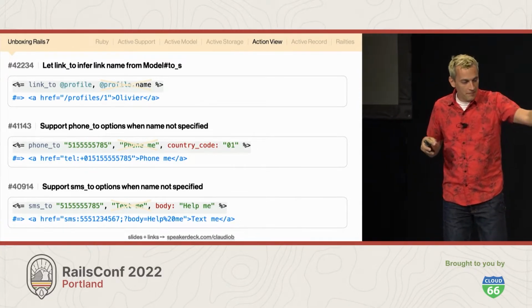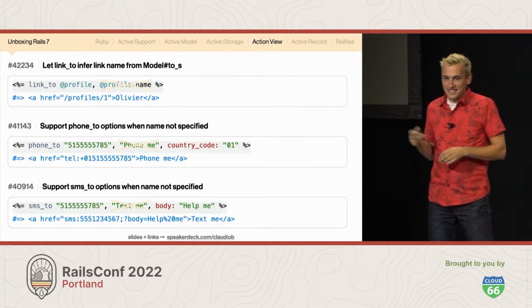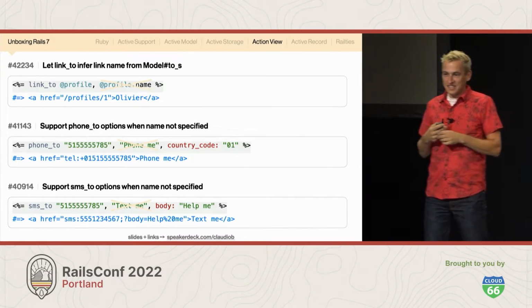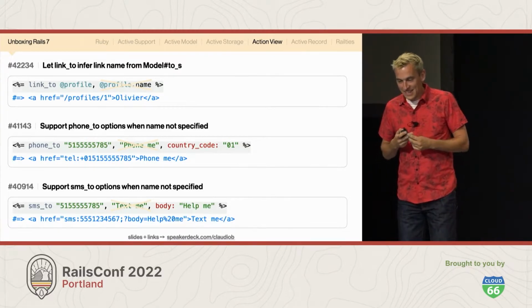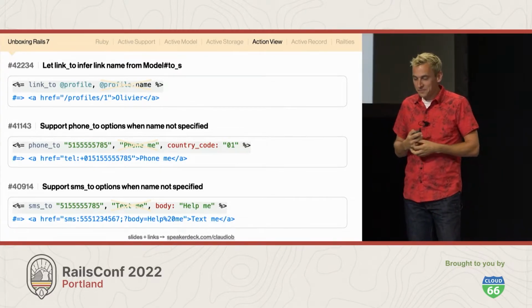By the way, how many people have used Rails 7 here? Just so I understand. That's a good 30%. So I hope everybody else will update soon.